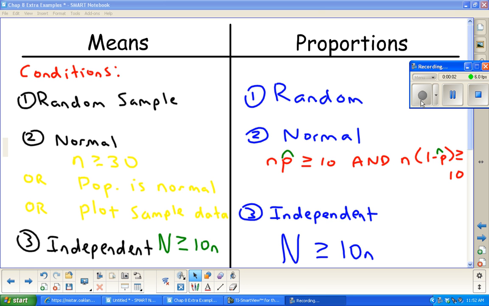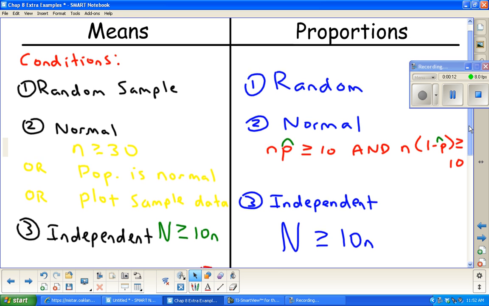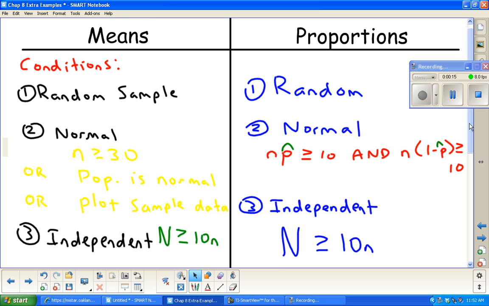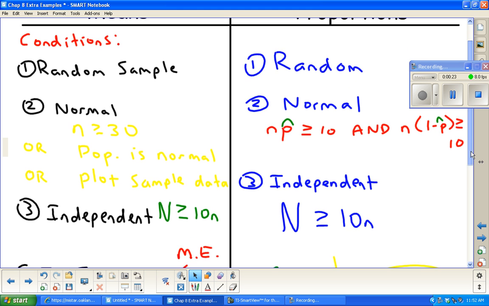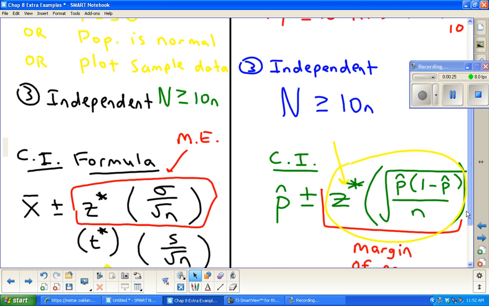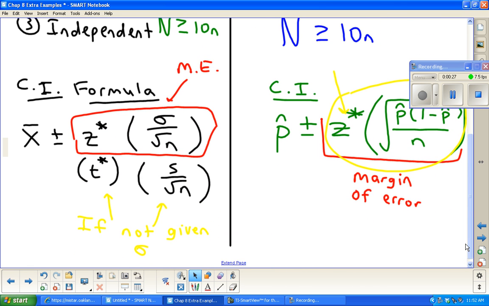Okay, here's a little extra review from Chapter 8 with the confidence intervals. Just want to remind you, go over this little thing we started in class, getting the conditions and focusing on how means are similar to proportions in some ways. But again, the second condition, the normality, is different for both. Independence can be the same, and then of course the formulas. So spend some time making sure you have a clear understanding of both of those.